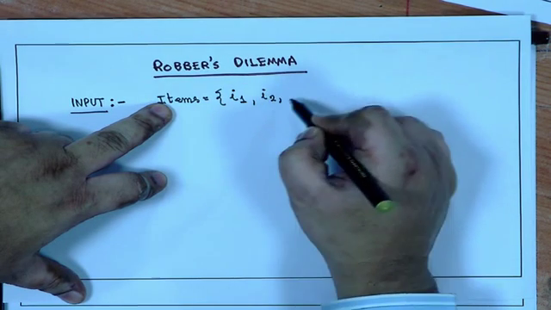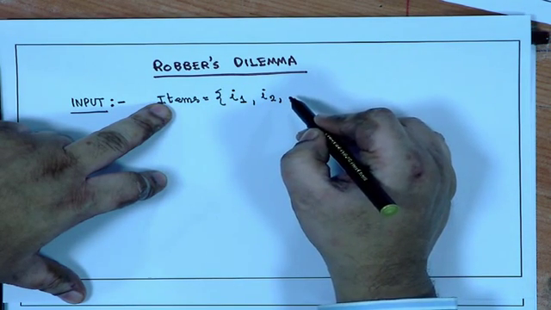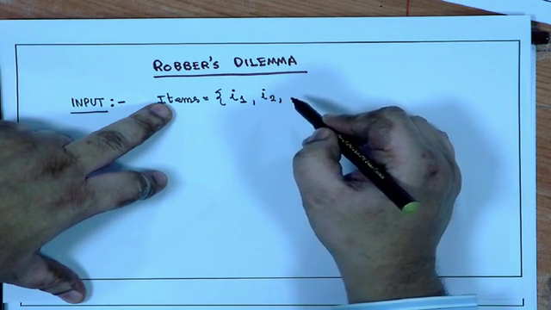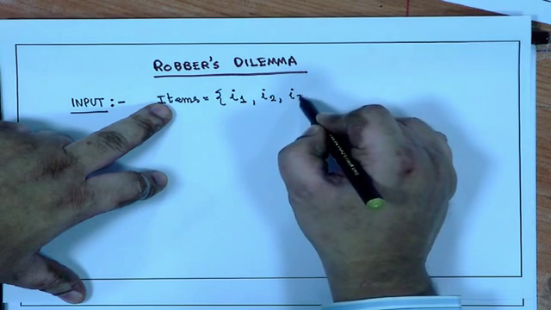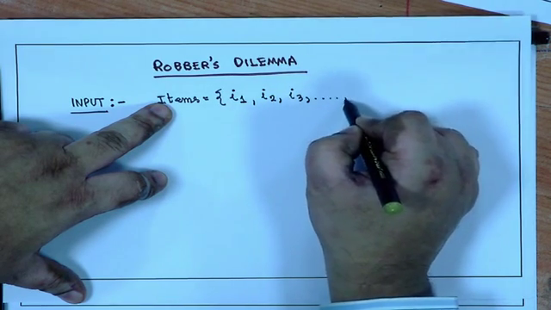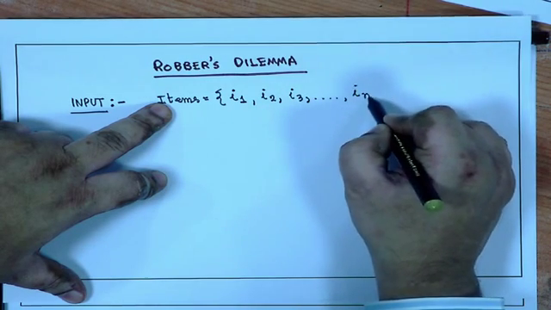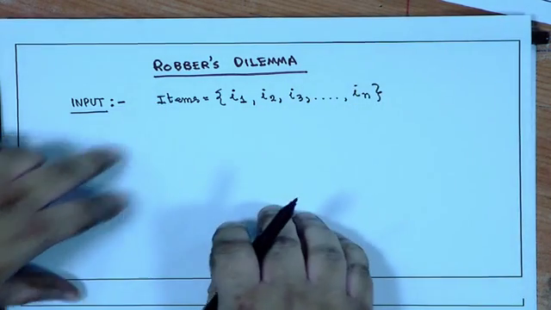Imagine what has happened to him. Firstly, he was a computer science student, then he lost his job and became a thief. And now he is back. If he had studied this carefully, he wouldn't have lost his job. So, he finds that there are n items.